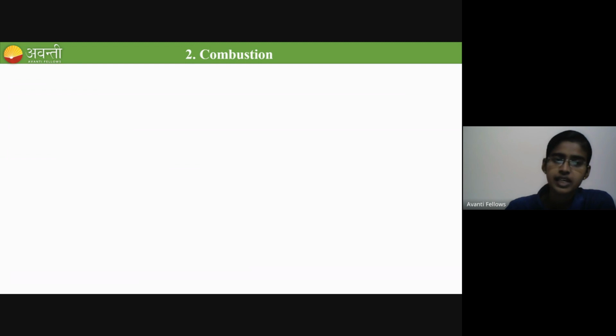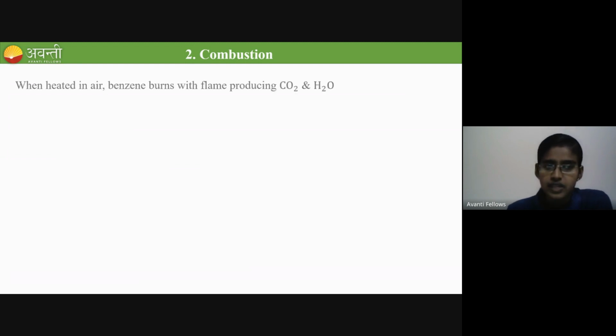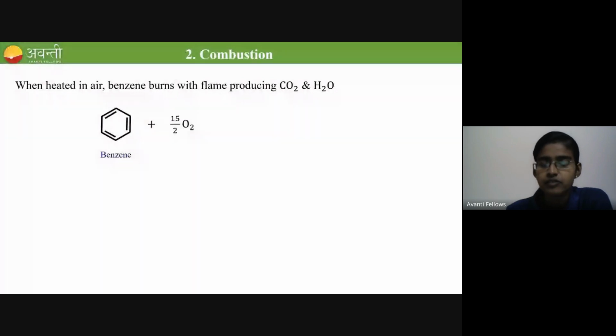Combustion is heating the compound in presence of oxygen. When it is heated in air, benzene burns with flame producing carbon dioxide and water. So take the benzene and treat it with 15 by 2 moles of oxygen and it will produce 6 moles of carbon dioxide and 3 moles of water. So when benzene undergoes complete combustion, it will produce carbon dioxide and water.